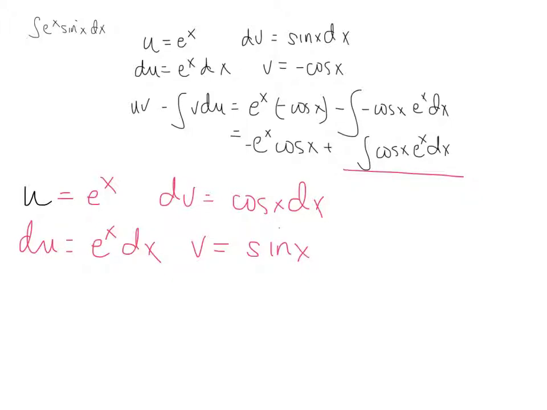Again, with the formula, this will become e to the x sine x minus the integral of sine x e to the x dx. Again, you cannot get the integral of sine x e to the x directly because there is no direct formula for it. So it seems like we have done integration by parts twice, but it's not yet successful.